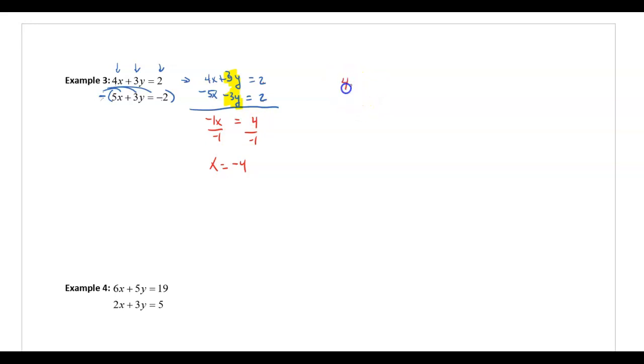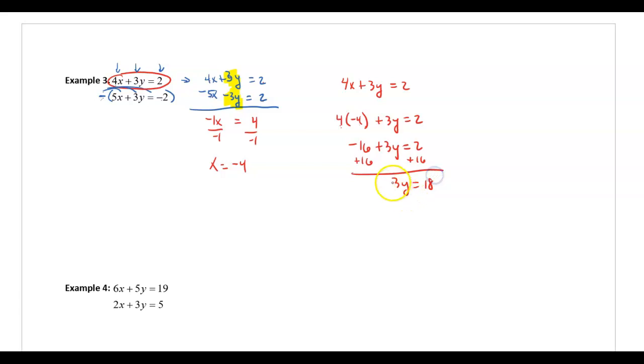Now I go back to one of the equations. Say the first one. I'm going to use this equation here. Everywhere I see an x, I'm going to replace it with negative 4. 4 times negative 4 plus 3y equals 2. It's going to give me negative 16 plus 3y equals 2. I'm going to add 16 to both sides. 3y equals 18, y equals 6. And right away, negative 4, 6 would be my solution.